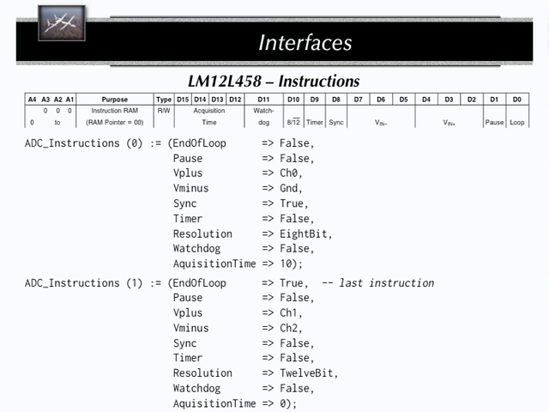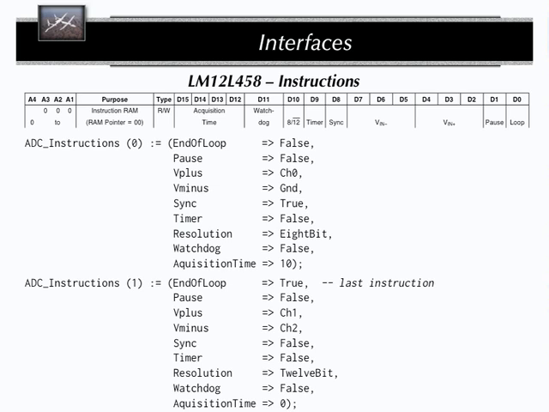So what do I do now? I use this variable, this array, which I just defined, and set two instructions into this variable. The first one tells me that I want to have a conversion between channel 0 and ground, so the absolute value of channel 0, with a precision of 8-bit, external synchronization. I want to wait until I have an external sync signal before I do that.